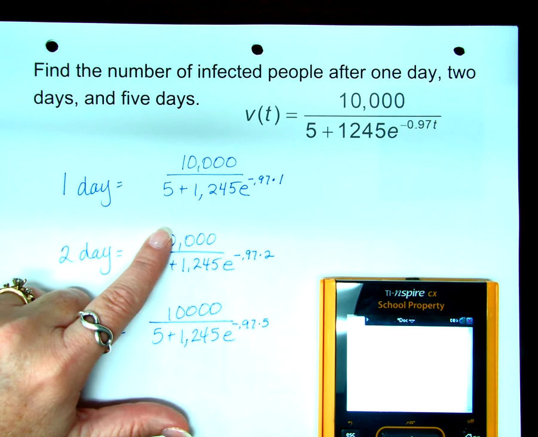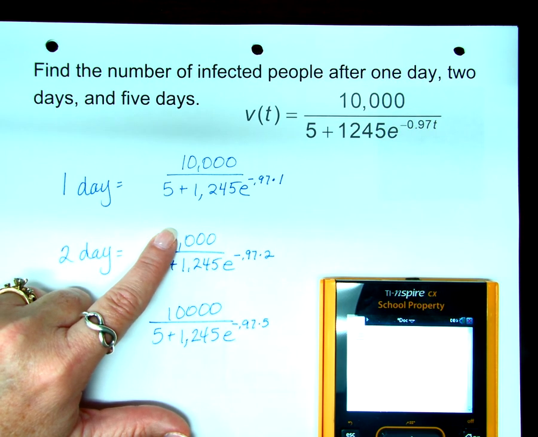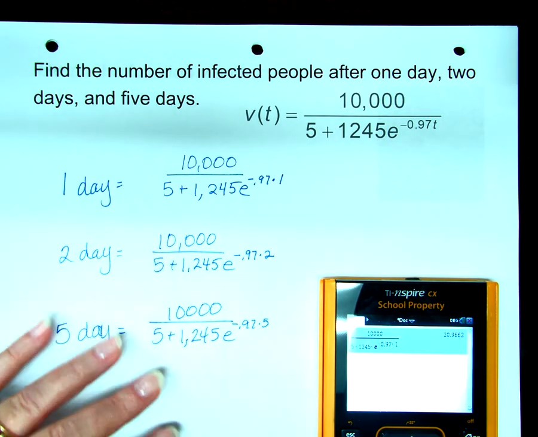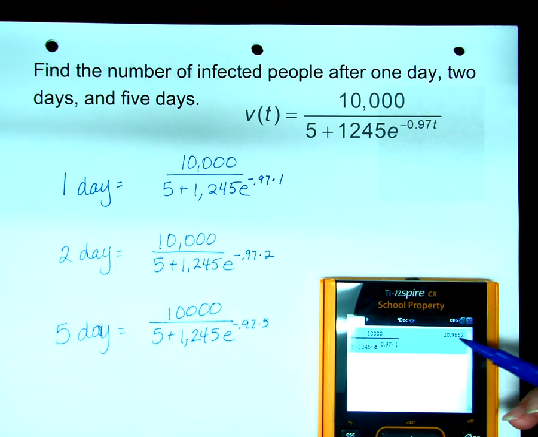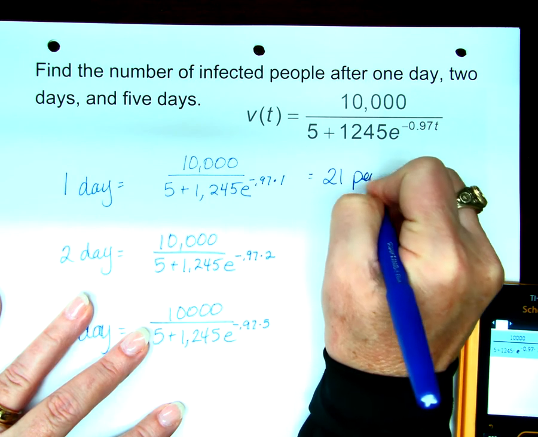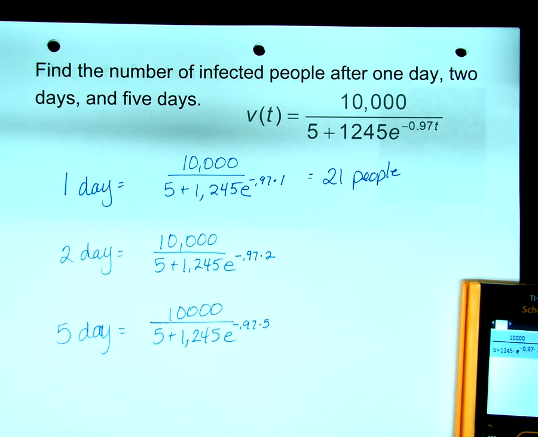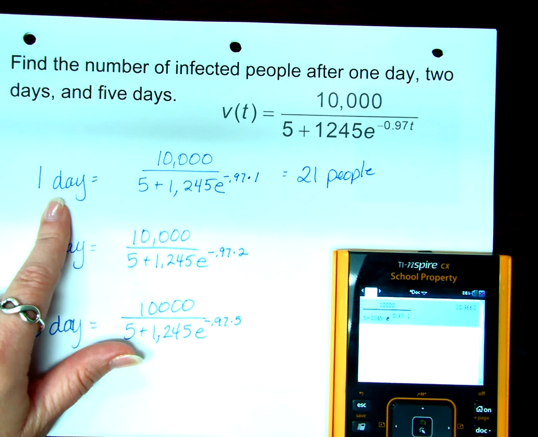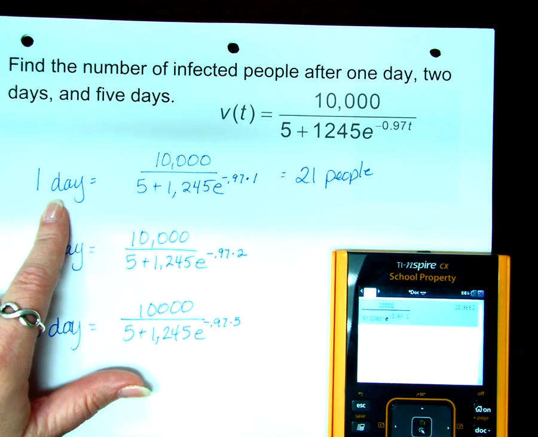Okay, so we're going to say a fraction, 10,000 over 5 plus 1245 e raised to the negative 0.97 times 1 power. Now, we're trying to find number of infected people. So this is 20.9662. So hopefully you can see that that's going to actually be 21 people, because we don't want to put 20.96 because that implies there's 0.96 of a person. You know what I'm saying? Okay, so 21 people. So after one day, we started with 8 people sick. After one day, now we have 21 people sick.